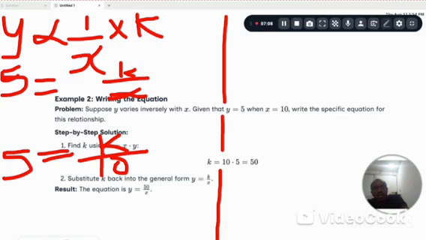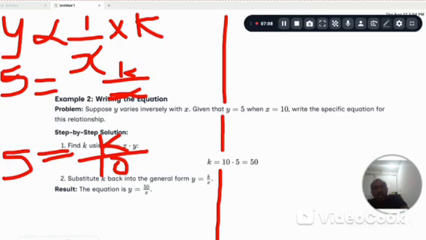Now let's input the value we have now. The value we have now is saying k is equals to 50. So we can say the relationship is what? Y varies as 50 divided by x, 50 over x. So this is the relationship between y and x. So this is correct. It can also be written as y equals to 50 over x. So we are done with that.